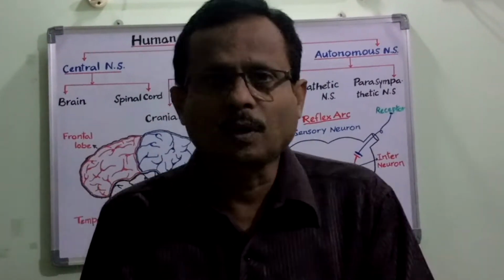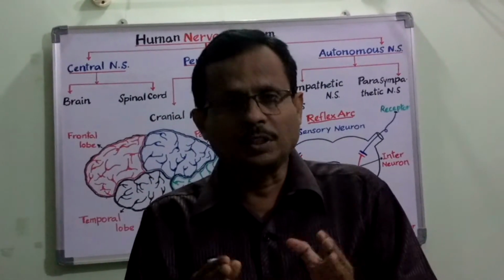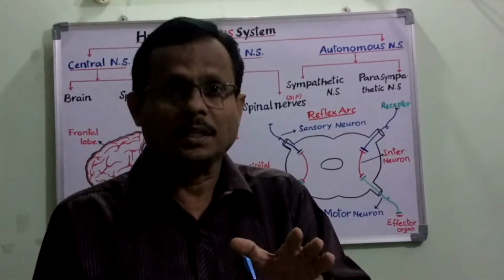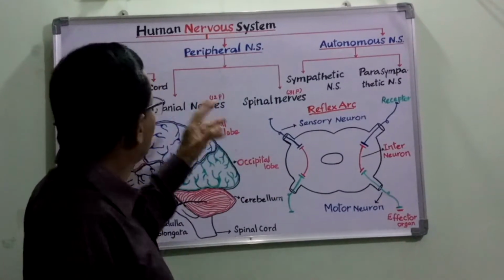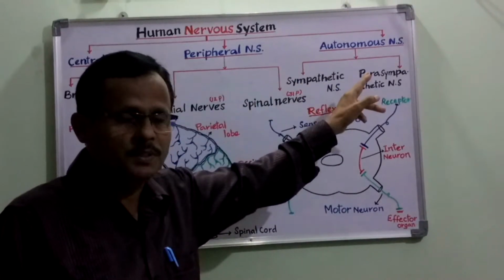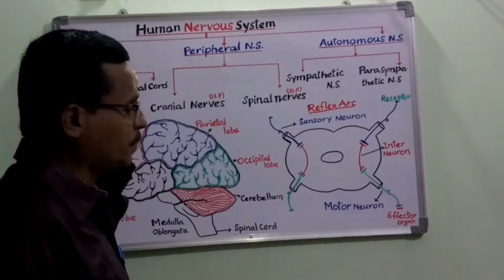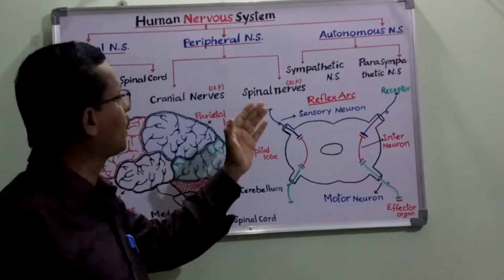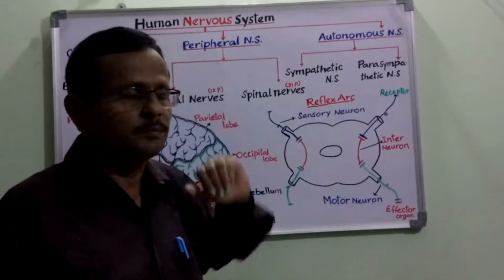Today we shall discuss a very interesting topic with regards to the human nervous system. Yesterday, in the other video, we discussed the classification. It is broadly divided into the central nervous system, peripheral nervous system and autonomous nervous system, to recall once again. Yesterday we talked about the concept of the human brain. Now we shall discuss in detail the peripheral nervous system and autonomous nervous system.